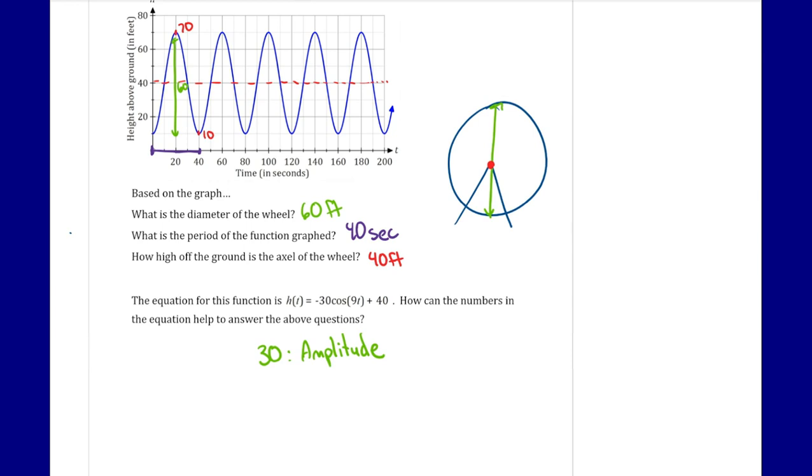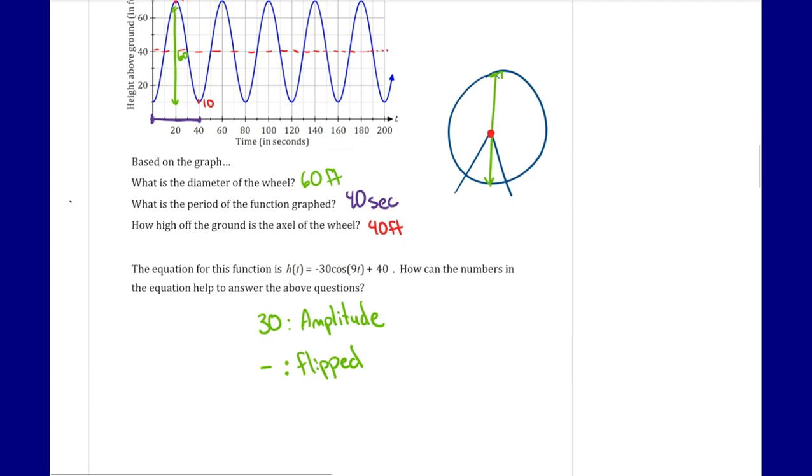We do have a negative here as well. This one's a little bit different; we wouldn't be able to get it from the graph without knowing. The negative here tells us that it's flipped. If I go back to my two base functions, cosine starts at the top, a maximum, and works its way down to a minimum. This starts at a minimum and works its way up. So this is the opposite, or flipped, from what we would expect.